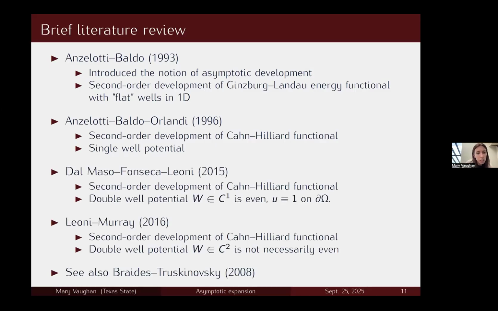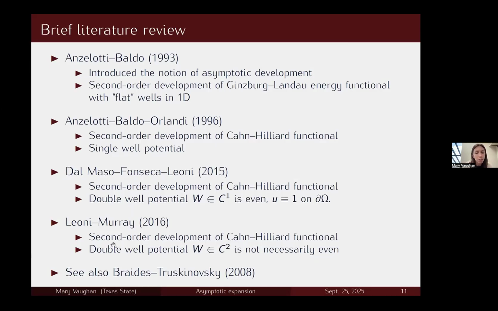A bit more recently, Dal Maso, Fonseca, and Leoni looked at the Cahn-Hilliard functional in higher dimensions and looked at the second order development. They had a double well potential, and they fixed the boundary data to be 1 on the boundary of omega. And the nice thing there is you know a lot about the structure of minimizers, and they proved that the second order asymptotic term, the F2, was equal to 0.